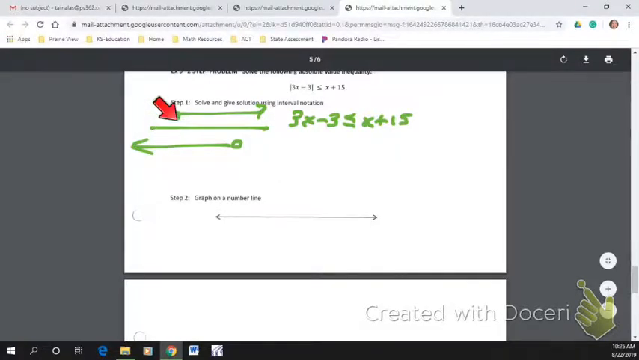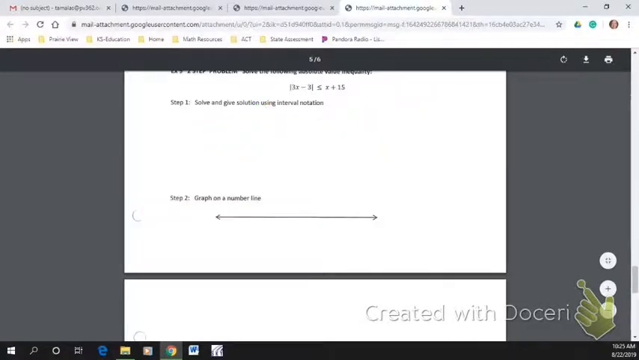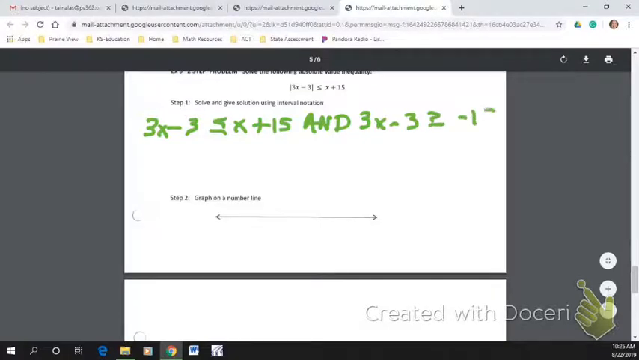Okay, and now I need to write one for that. I actually need to scoot this over so I have enough room. I'm going to rewrite that there a little bit. Let's go 3x minus 3 is less than or equal to x plus 15. You told me it was an and problem. And so does anybody have any idea what the other statement will look like? Yeah, you keep the 3x minus 3 the same, but you flip the arrow, because the other one's going to go the other way, and you flip the sign.